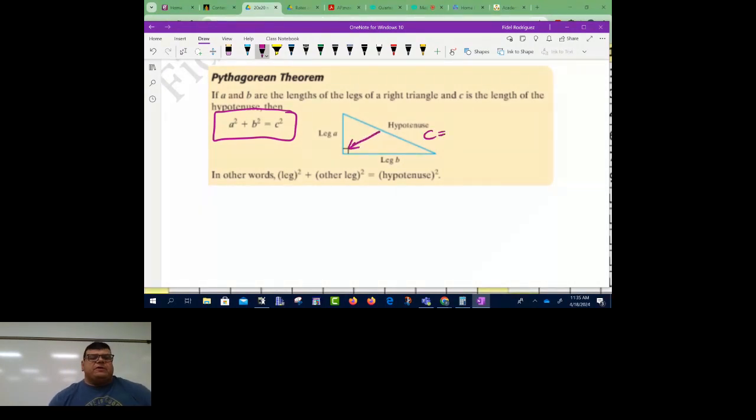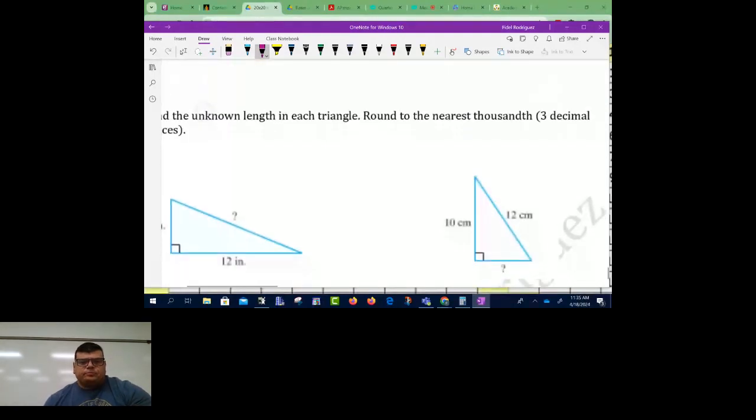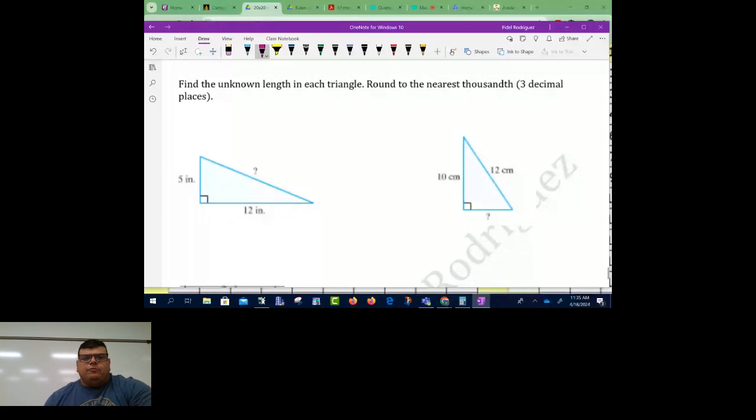That's going to be my c. You can call this one A and this one B, or you can switch them around. You can call this one B and this one A. It doesn't make any difference, but C is always the one across from the 90-degree angle, okay? So look, I'm going to scroll down this way, and it says, can we find the unknown length in each triangle, rounding to the nearest thousandth?